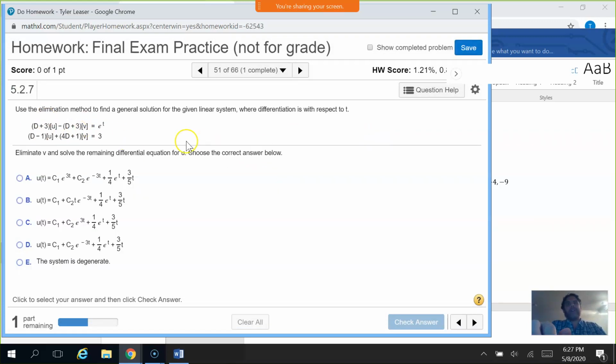So with the chapter 5 stuff, that's when you had these systems of equations. Remember when you're solving these systems of equations, you have to eliminate one of the variables by multiplying one of these operators onto each of the equations separately, so that way something cancels out. For this question, they're asking you to eliminate v and then solve for the remaining u.